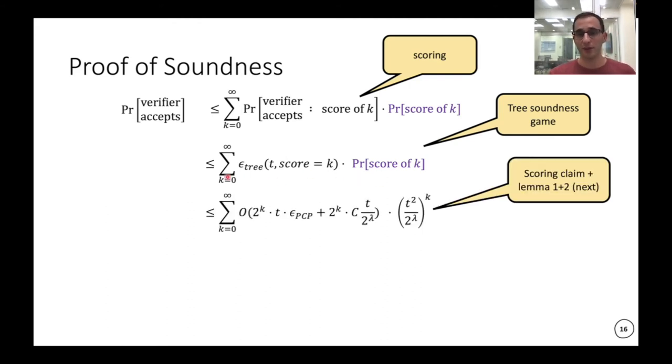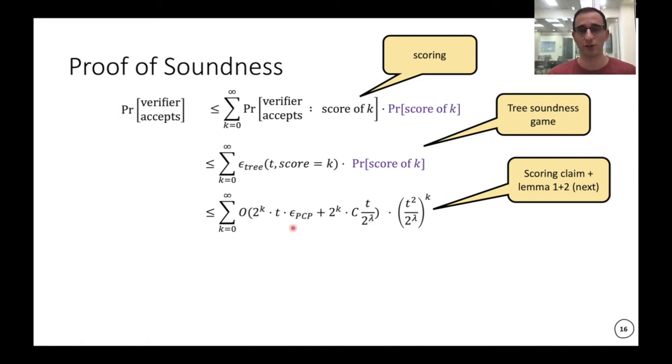Now, this is a step that, of course, I didn't show yet. This is going to be lemma 1 plus 2, that we're going to just briefly see. The probability of getting a score k, this is the claim that we have on the scoring function. And we're going to see this expression.